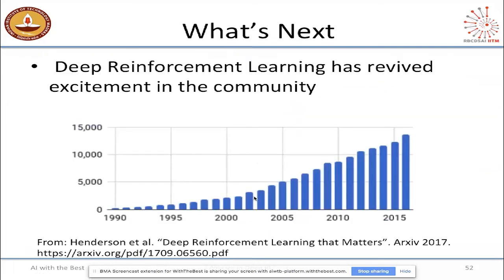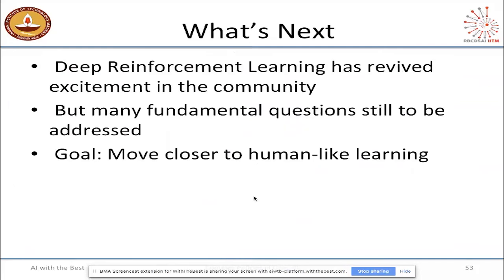So what's next globally? Deep reinforcement learning has really revived the excitement in the RL community. You can see by the cumulative number of papers that have been published. But there are many fundamental questions still to be addressed. A lot of questions like things like memory, trying to learn more about attention, and trying to understand how humans do amazingly well in both spatial and temporal abstraction. Right. The goal is to try and move closer and closer to human-like learning with our deep RL setup.